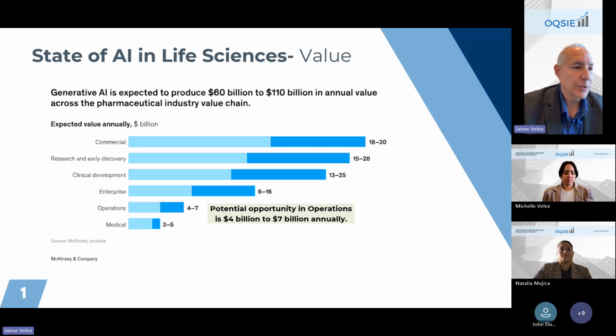This particular chart, the takeaway from it is that the size of the opportunity in manufacturing and quality operations, which is bucketed together in that operations line, is about $4 to $7 billion per year. Important to note that the perceived and the analyzed size of the opportunity for other functional areas are larger.